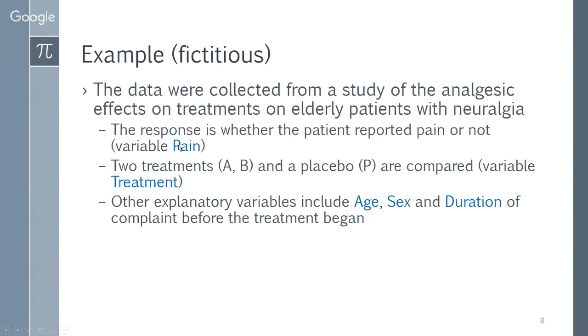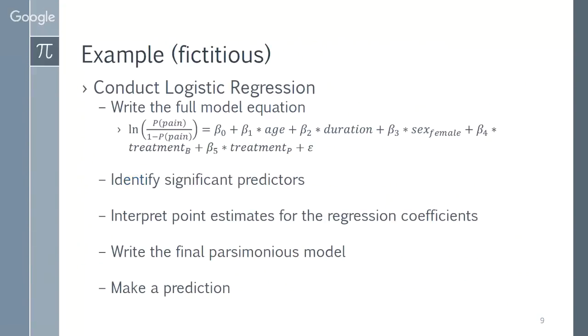It's a little bit backwards, but we have, again, yes or no, pain or no pain, and that's our response variable. We're trying to predict whether or not patients experience pain by what treatment they got. So there are 2 different treatments called treatment A and treatment B, as well as a placebo. And then we also have the patient's age, their sex, and the duration of the complaint before they were given treatment. Okay, so I want to do the following steps.